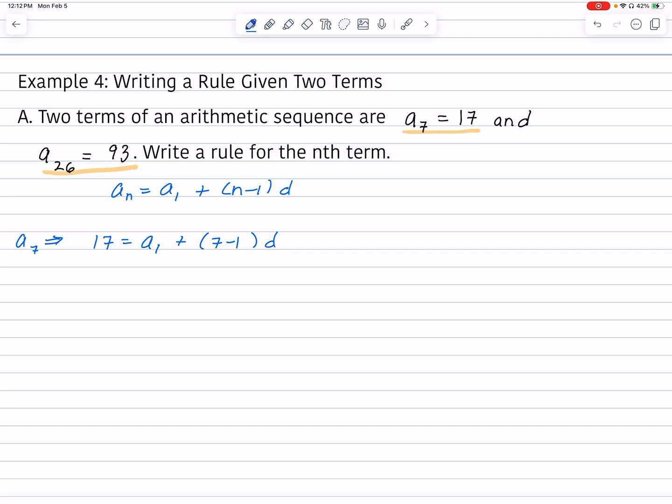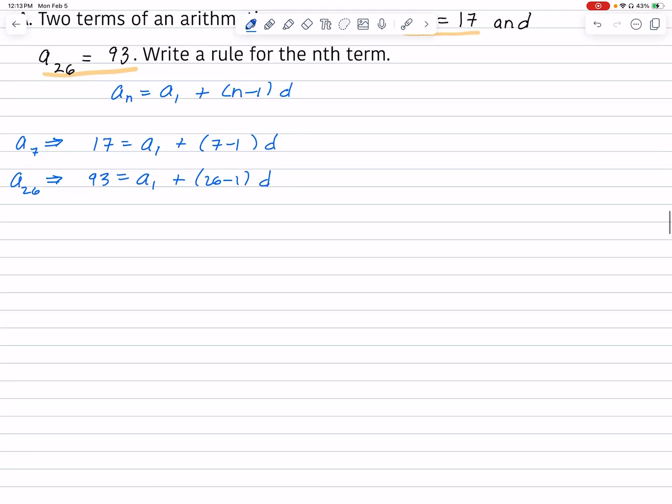And then I'm going to do the same thing for the 26th term. So the 26th term is 93, and that's going to be equal to the first term, which again, we have no idea what it is. n is 26, so 26 minus 1 times d, which again, we have no idea what that is. I'm going to clean these up a little bit. So let's see what we get. 17 equals the first term plus 7 minus 1, which is 6, so 6d. And then for the second one, I get 93 equals the first term plus 25d.